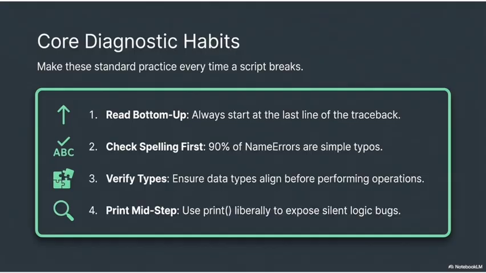3. Verify types. Ensure data types align before performing operations. Print type(variable) if you're unsure. 4. Print mid-step. Use the print function liberally to expose silent logic bugs. These are not workarounds. They are professional debugging practices used by senior developers daily.